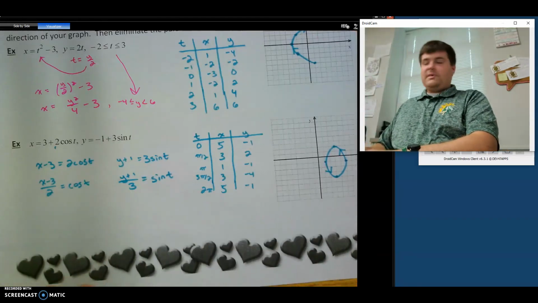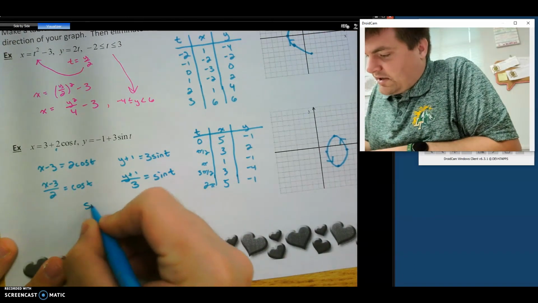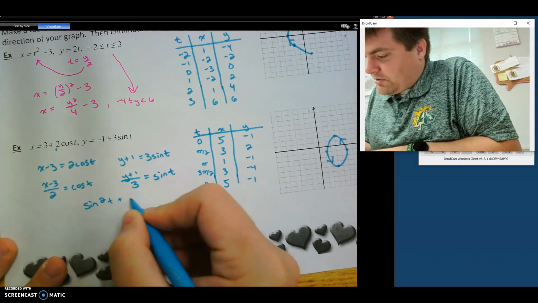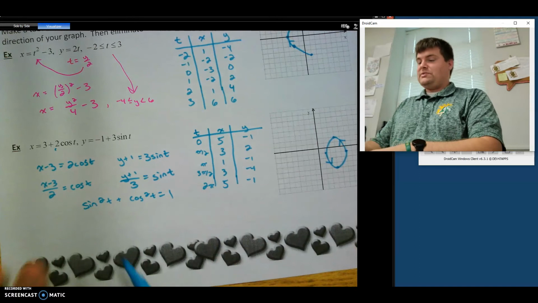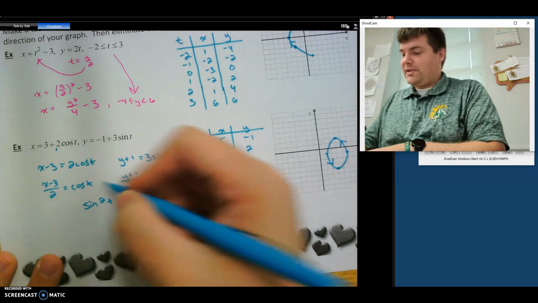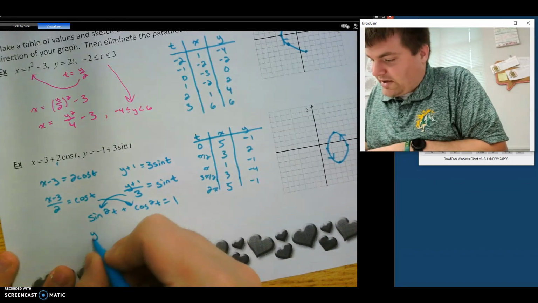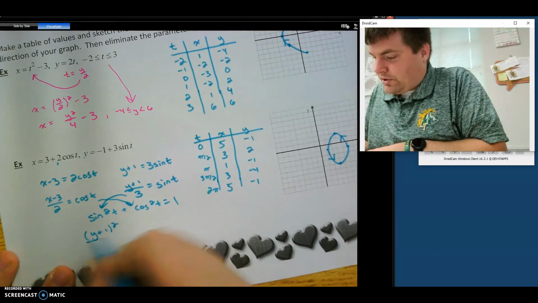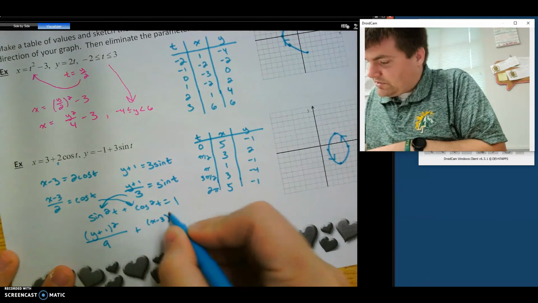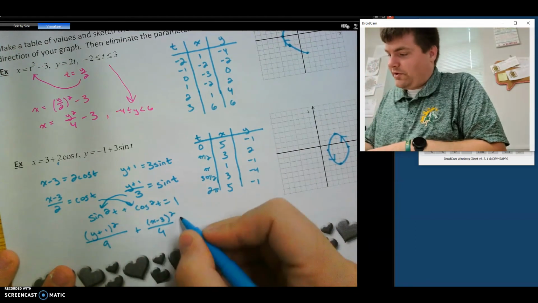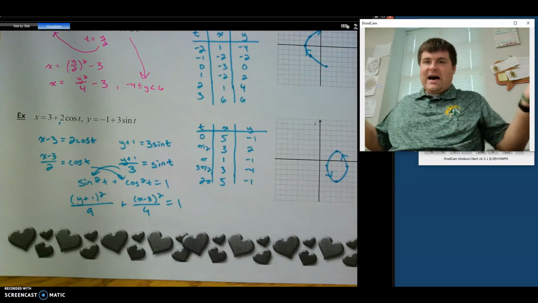The only equation that I know that we can use for sine and cosine is sine squared plus cosine squared equals 1. That's an identity, right? So I'm going to square these and input this here and this here. I get (y plus 1) squared all over 3 squared, which is 9, plus (x minus 3) squared all over 2 squared, which is 4, and that equals 1, which is our equation of an ellipse.